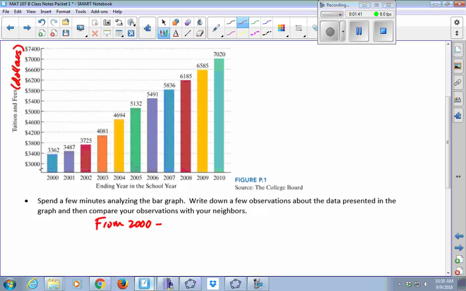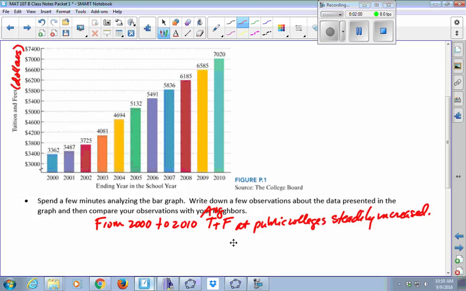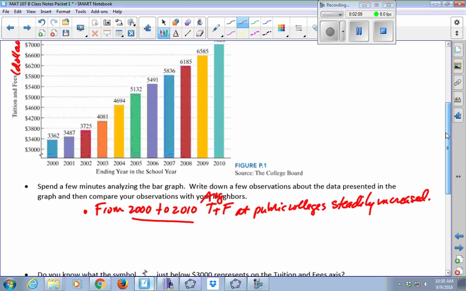Okay, from 2000 to 2010, the average tuition and fees at public colleges, did you say steadily increased? Steadily increased. Okay, that's good. All right, that's one way to say it. And I like the fact that you actually use the time period, which is important to know. Other observations, even if it's similar or just maybe another way of saying some of the same things.